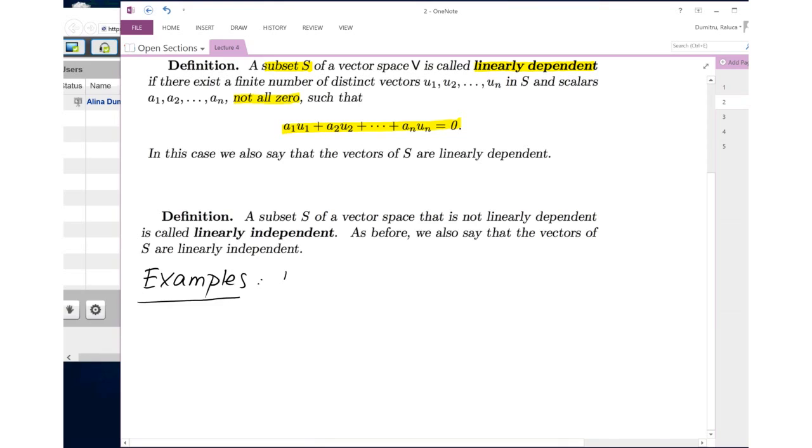Let's say, is the following set linearly independent or linearly dependent? So I need to look inside a vector space V. I'll go to matrices, let's say, first.